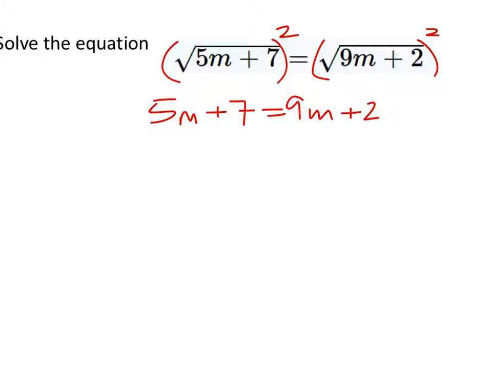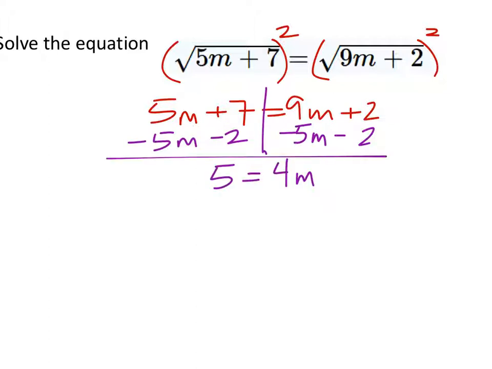I'm going to put my m's on the right and my numbers on the left. So I'll start by subtracting 5m from both sides, and also 2 from both sides. And I got 5 equals 4m. We'll just divide both sides by 4. So m now equals 5/4, which we should check, right?